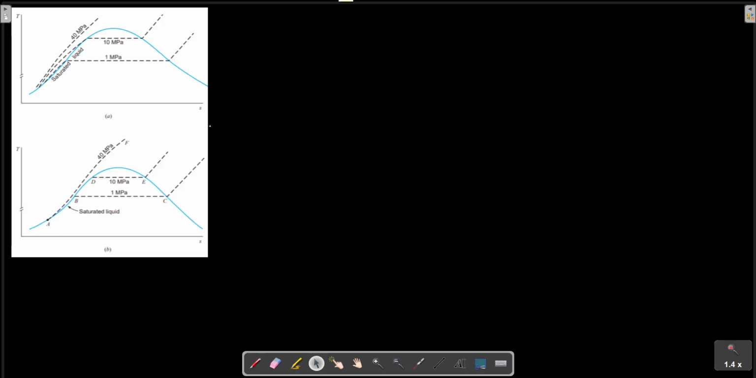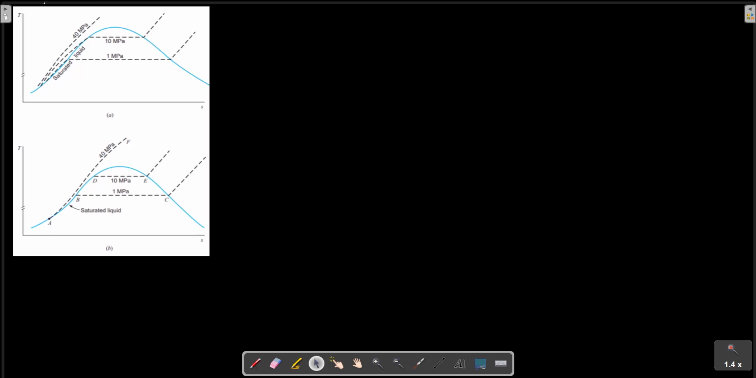In part B, we have the path A, B, D, which coincides with the saturated liquid line. Starting at zero temperature, we have the diagram 2B: saturated liquid, then two-phase liquid to the saturated vapor, and it goes to the superheated vapor without increasing the temperature.